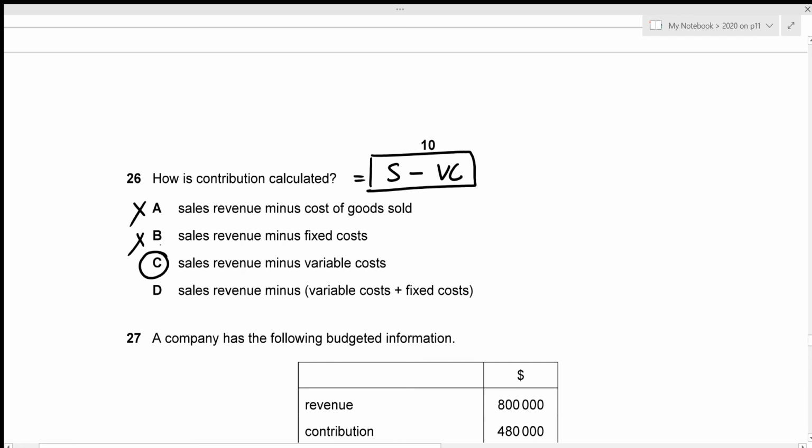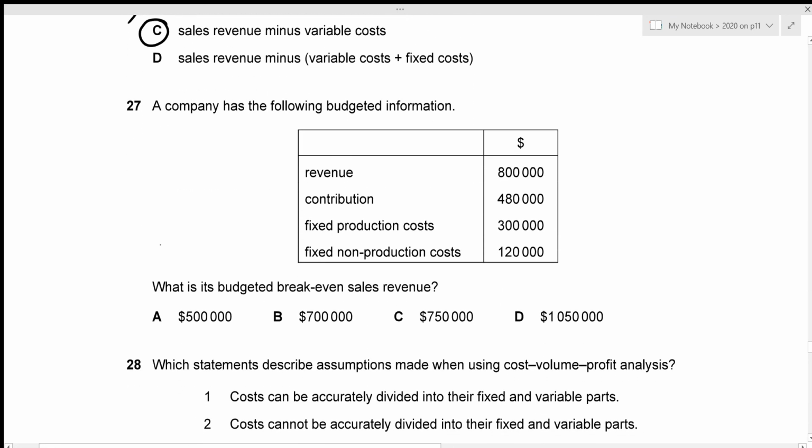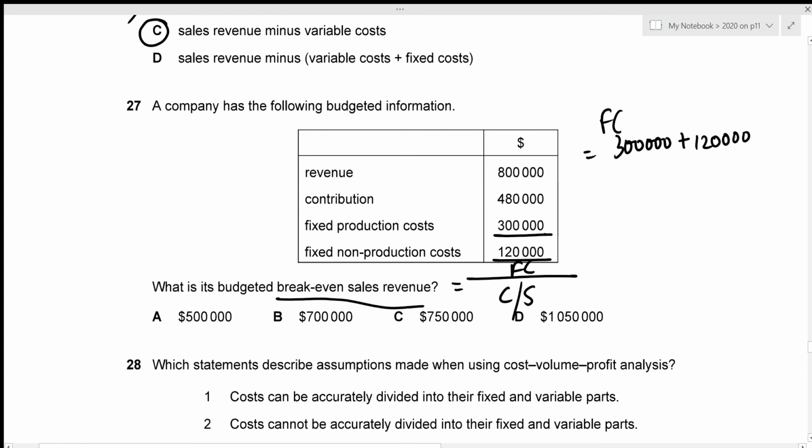Now we can move towards question number 27. A company has the following budgeted information. We need to figure out the budgeted break-even sales revenue. Okay, so we are talking about break-even point in revenue, and the formula is fixed costs divided by contribution to sales ratio. So let's figure out the fixed costs first. We have the fixed production cost of 300,000. Then we have the fixed non-production cost of 120,000, which gives the total fixed cost to be 420,000.